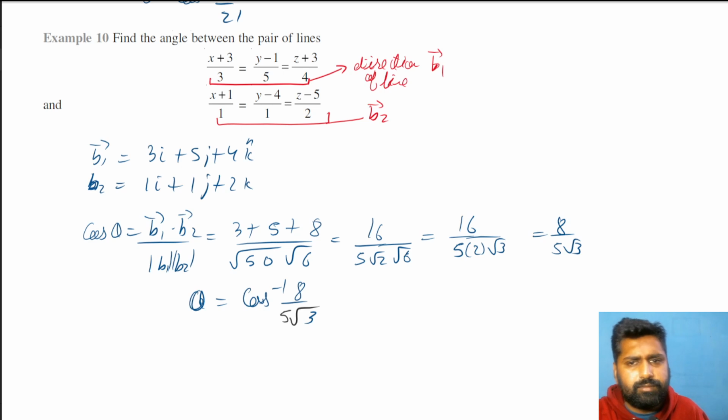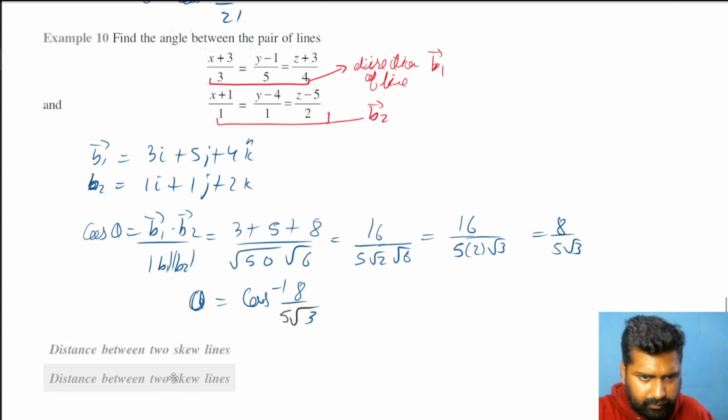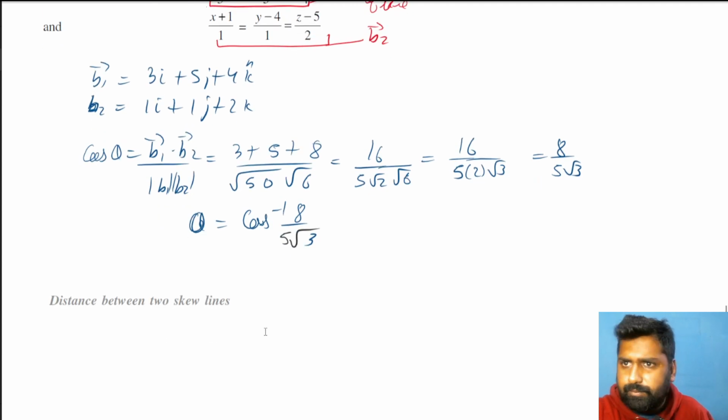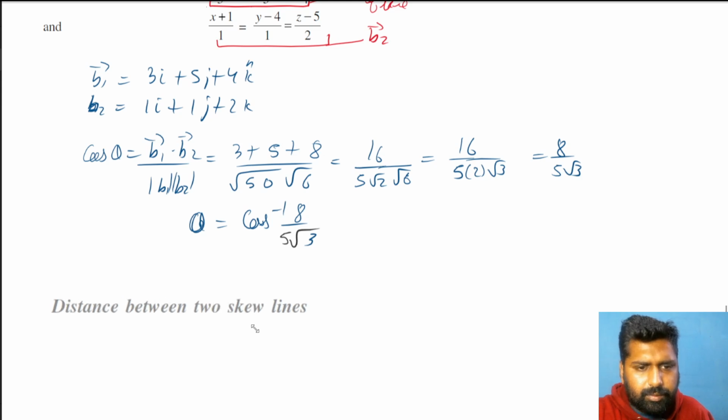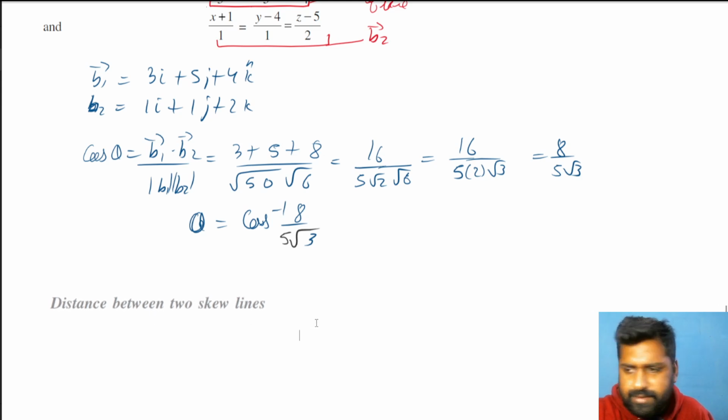Let's finish the basics of this first. Next is called distance between skew lines. Let me get the heading first. Now the problem is, first you have to understand what kind of line this is. The problem is this is in 3D, so I'll not be able to draw it properly. There is a figure given, but it doesn't make any sense really.